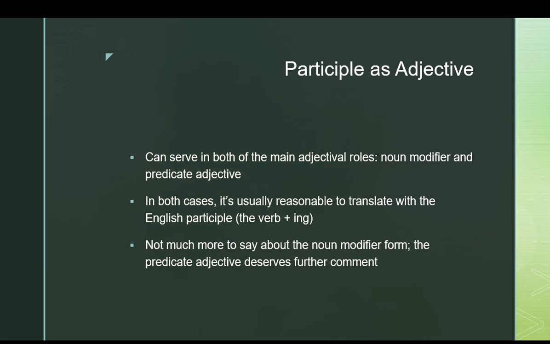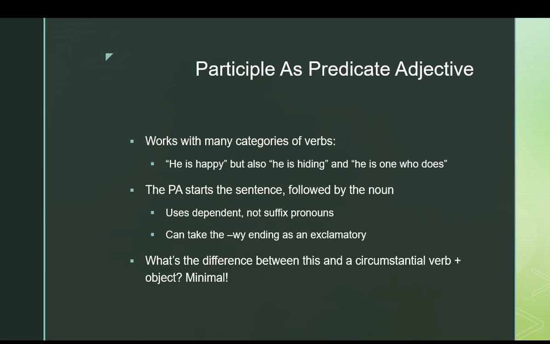Predicate adjective, we're going to comment on a little bit more. This is because it's pretty broad. It's broader than you would expect. He is happy. Yeah, okay. The verb for rejoicing would make a lot of sense to put there. But you could also say that he is hiding and he is the one who does whatever thing. Those are all perfectly allowable to use as predicate adjectives.